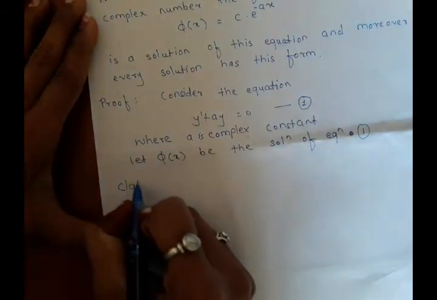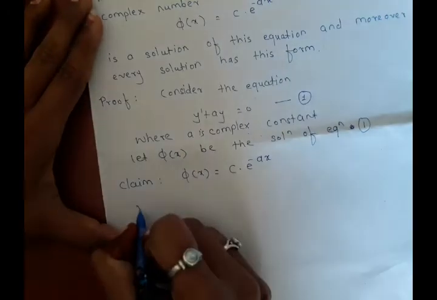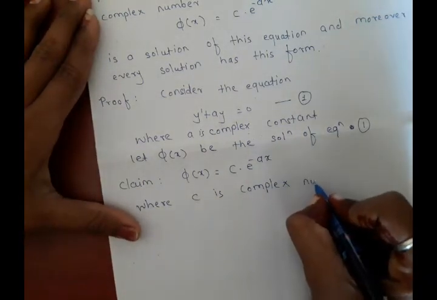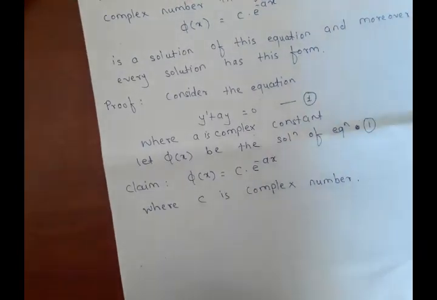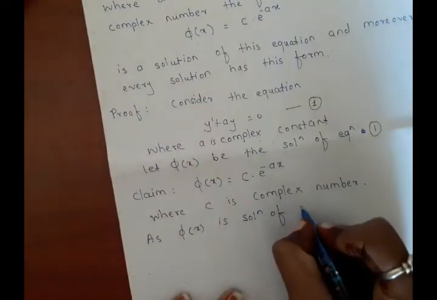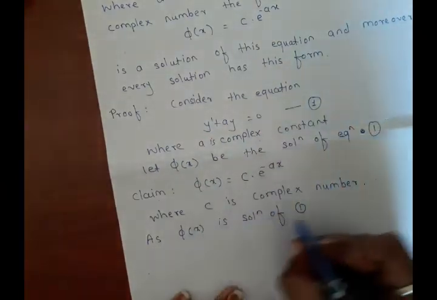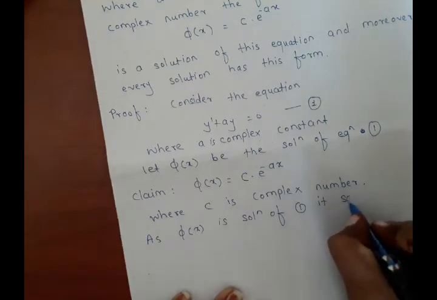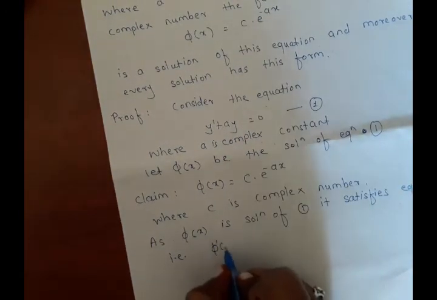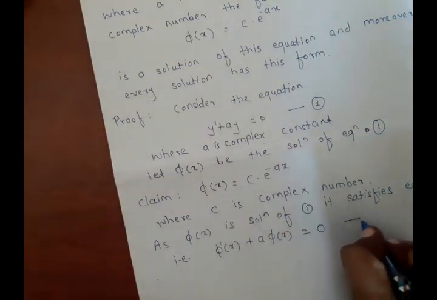Next, our claim is that we have to show that phi(x) = c e^(-ax), where c is a complex number, that is in the form a + ib. Since phi(x) is a solution of equation 1, phi(x) satisfies the equation, that is phi'(x) + a phi(x) = 0, equation 2.